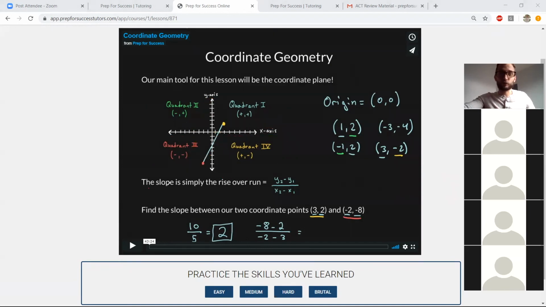We also have slope, which is rise over run. It's y2 minus y1 over x2 minus x1. That's your slope. Make sure you're comfortable with a couple of these things. These are concepts that will come up on the test.